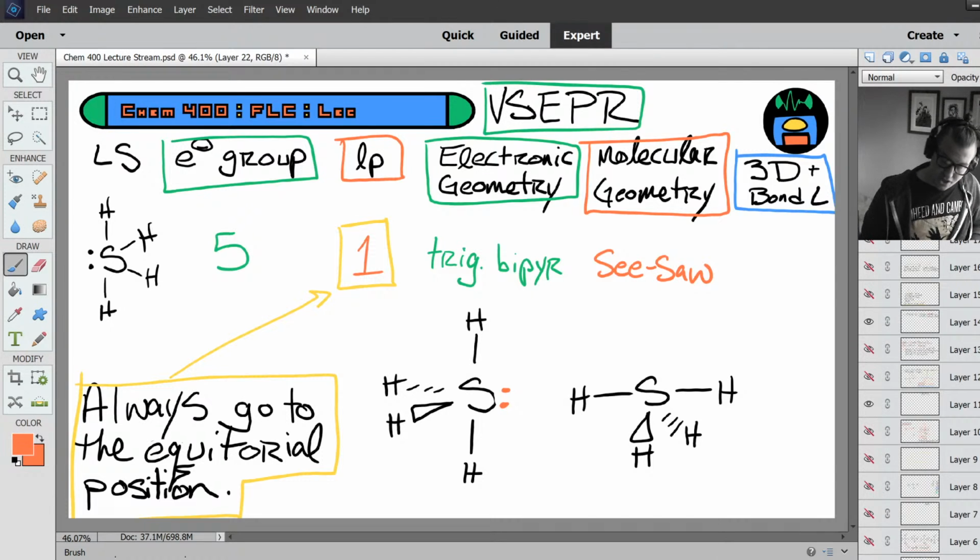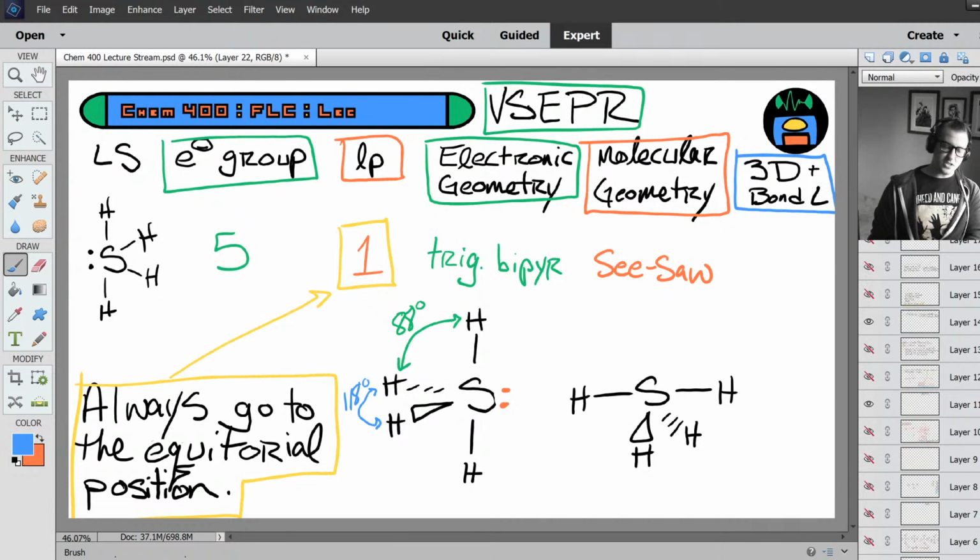But this is a seesaw geometry. We still have two bond angles to deal with. We have the equatorial to equatorial, and we have the equatorial to axial bond angles, and we've added one lone pair, so each gets pinched by 2 degrees.